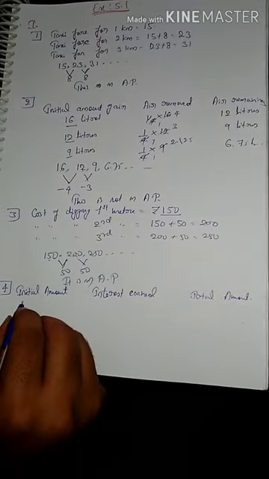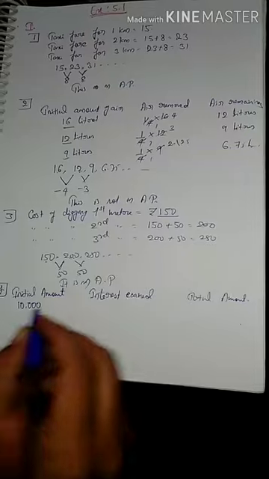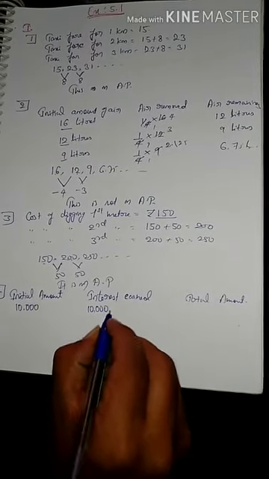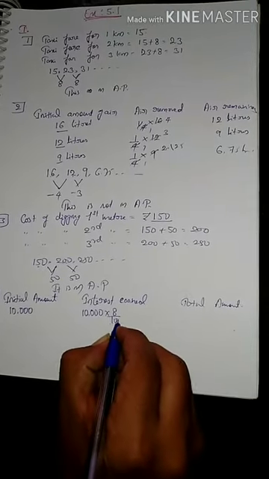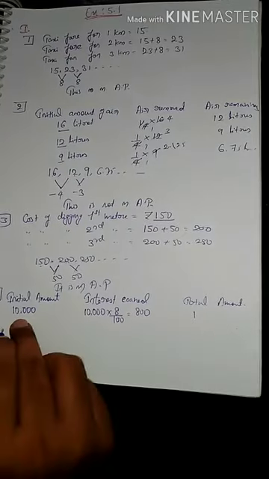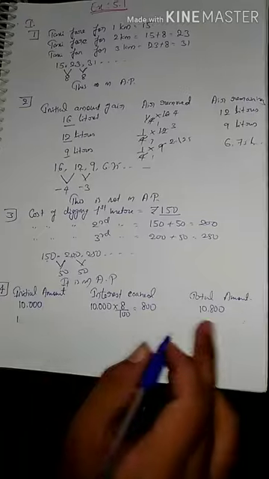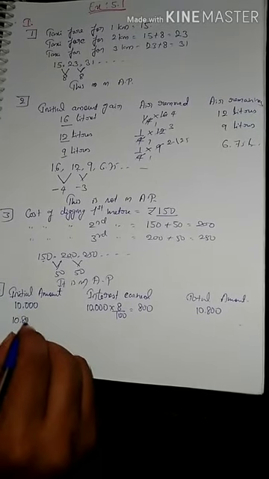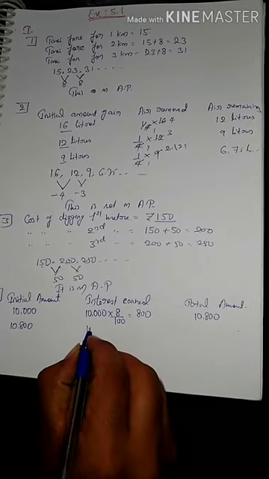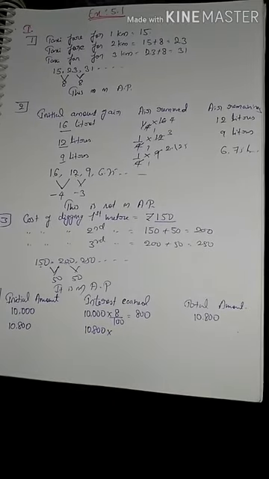So the initial amount, or principal amount, is 10,000 rupees. Interest earned at 8% per annum, that is 10,000 into 8 by 100 is equal to 800. So the total amount is 10,000 plus 800, which is 10,800. Then this amount becomes the initial amount, that is the principal amount, because it is compound interest. 10,800 and the interest is 8% per annum.